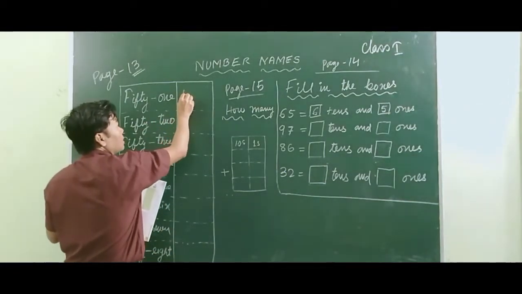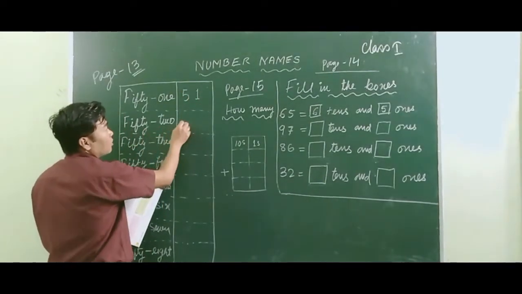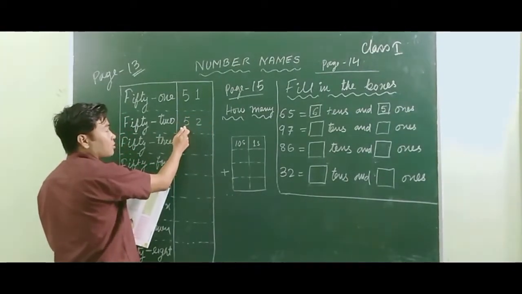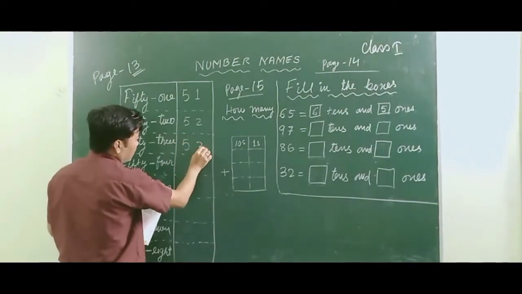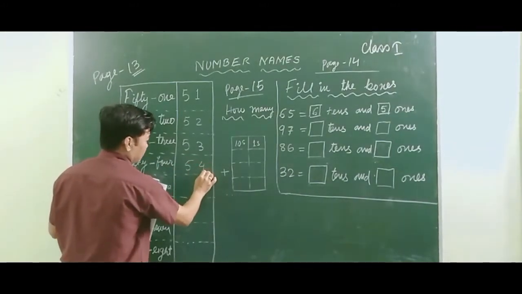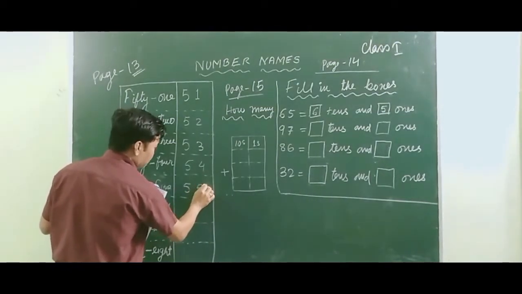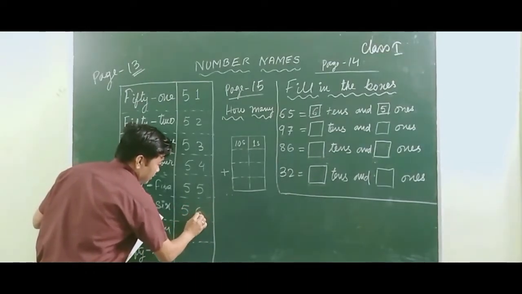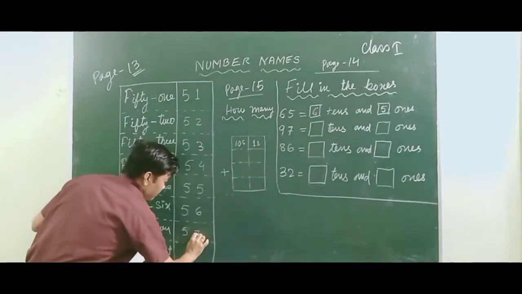51, one has been done in the book. 5, 1 is 51. It's very easy. 52, 5, 2. This is in the ones place, this is in the tens place. So that's why we call it the 50s. 53, 54, so 5, 4. 55, 5 and 5. 56, 5 and 6. 57, so 5 and 7.